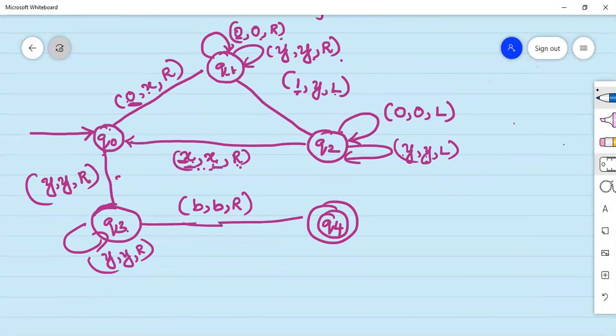We can take an example here. So let us start with 0, 0 and 1, 1. This should be accepted. Okay. So you see q0 is where I start. So q0 on 0, or we can write this representation.